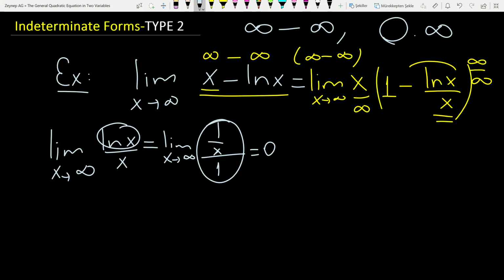Right? So when you go back to the original question, what do you have? You have infinity times 1 minus 0. So the answer is, of course, infinity. Infinity times 1 is equal to infinity. This is the first way. What about the second way?